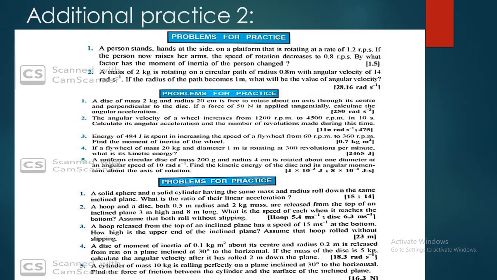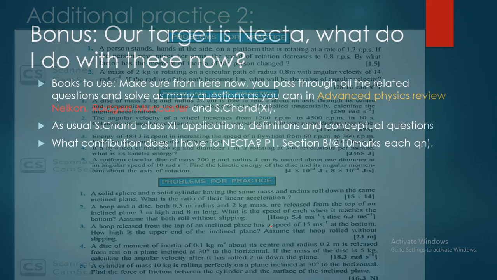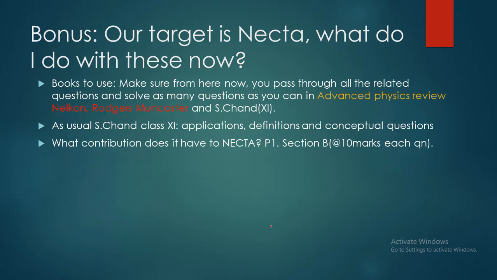We have further problems for practice, so you can do this on your own. Here we have this bunch, so practice this. Here are the books to use. Make sure from here you pass through all advanced related questions, and solve as many as you can in Advanced Physics Review, in Nelkon and Parker, which are perfect for mechanics as always. Don't forget Schaum's, don't forget the applications, the definitions, and the conceptual questions at the end of the chapter, so that you don't miss even one. So make sure you pass through all this, and we are having a new format.